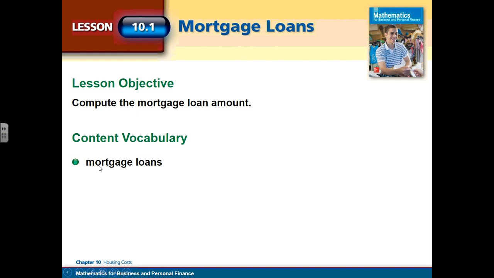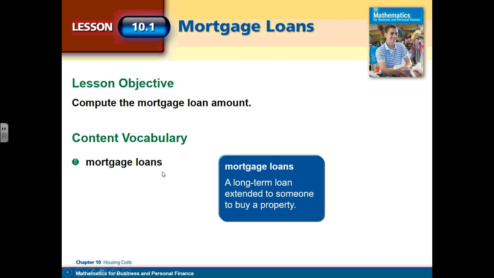Okay, so the first vocabulary we're going to talk about is mortgage loans. And mortgage loans is a long-term loan extended to someone to buy a property. So classically, we think of this as like a home loan, but in fact, you can buy a trailer. You can buy a piece of property. The key with a mortgage loan is it's a long-term loan extended to someone to buy a property. Pause this if you need a little bit longer to fill out your notes.